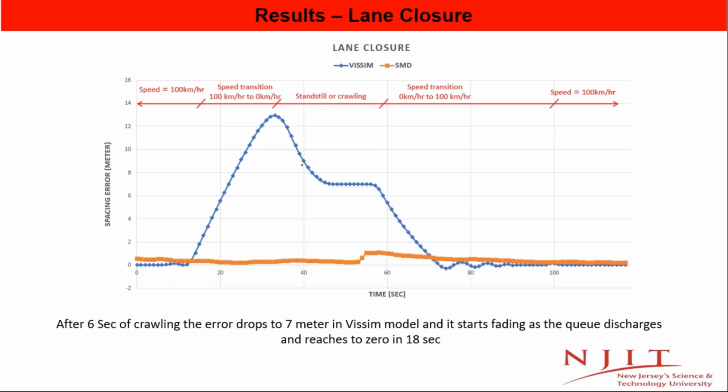While the vehicles start crawling or reach the standstill condition, the error drops to 7 meters, but never goes below 7 meters in the Vissim built-in module. Afterwards, when the queue starts to discharge, it takes 18 seconds for the error to fully fade. On the other hand, for the SMD model, we observed an error of around 1.5 meters at the beginning of the queue discharge phase.